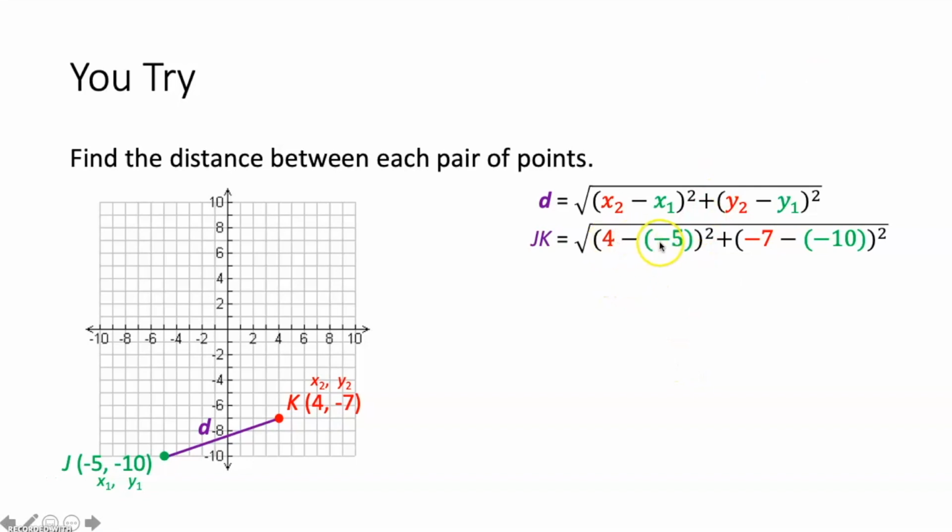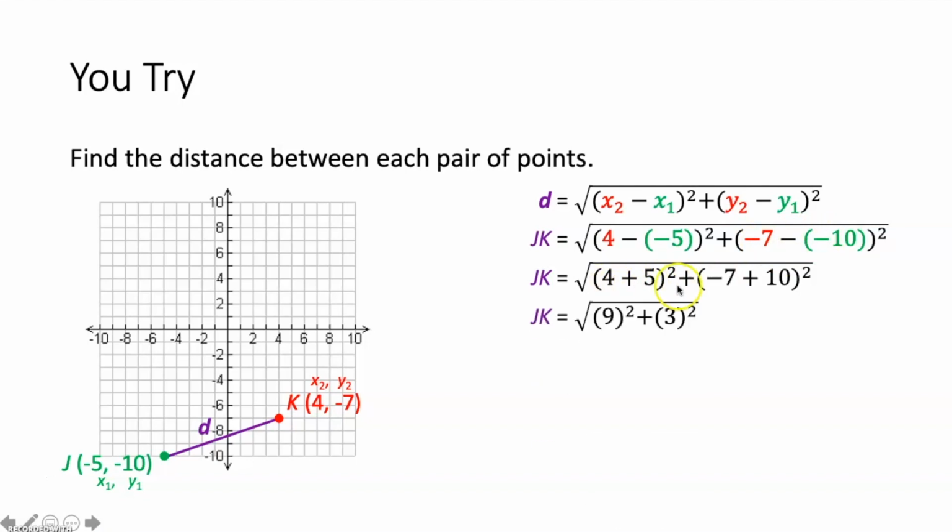4 minus negative 5 is the same thing as 4 plus positive 5, and then negative 7 minus negative 10 is the same thing as negative 7 plus positive 10. So then we simplify further. 4 plus 5 gives you 9, and then negative 7 plus 10 gives you 3. So 9 squared then is 81, and 3 squared is 9. Add those together, you get 90.